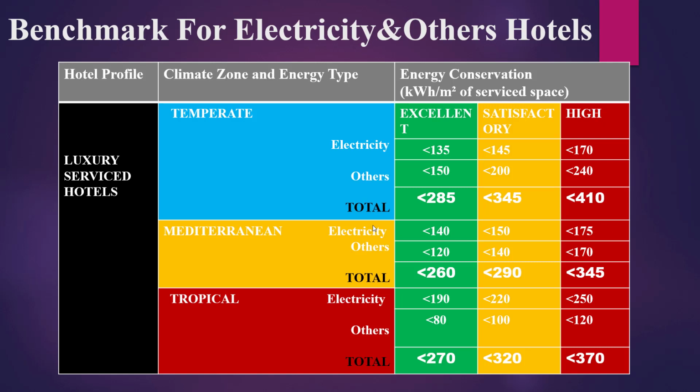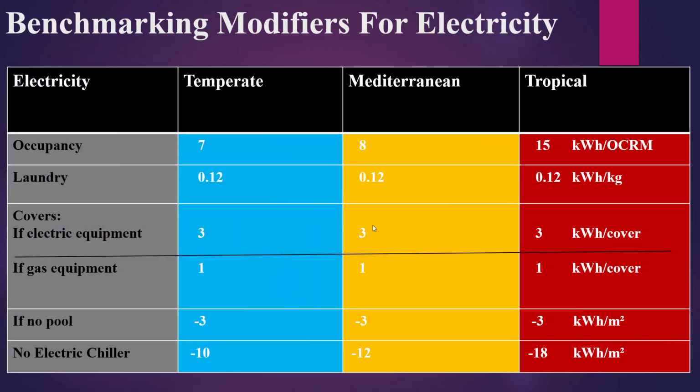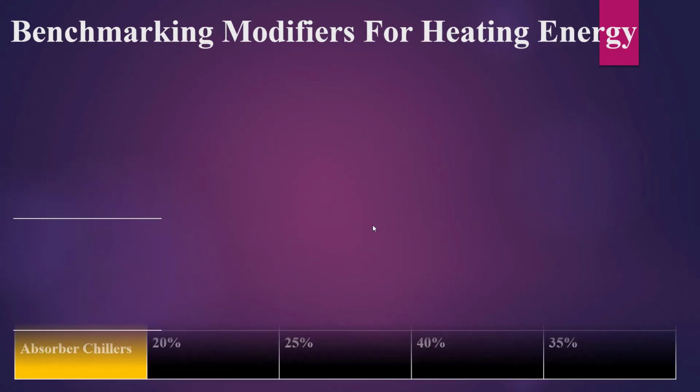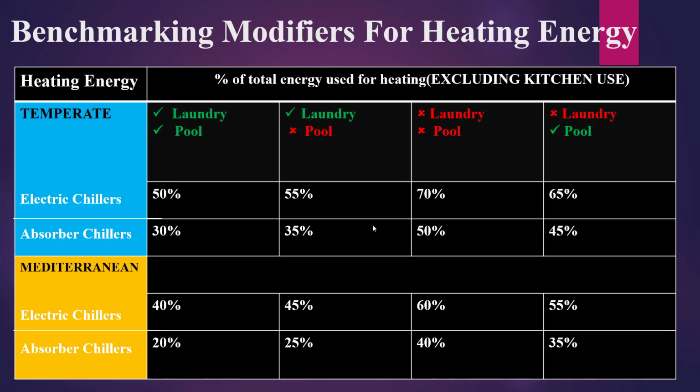Benchmark for electricity and others hotels. Case 1, luxury serviced hotels. There are 3 climate zones like temperate, Mediterranean, and tropical. Here energy consumption kilowatt-hour/square meter tabulated as excellent, satisfactory, and high based on consumption pattern. Here for ready reference benchmarking modifiers for electricity with 3 climate zone constant provided. Here for ready reference benchmarking modifiers for others constant provided. You can see here benchmarking modifiers for heating energy for ready reference.